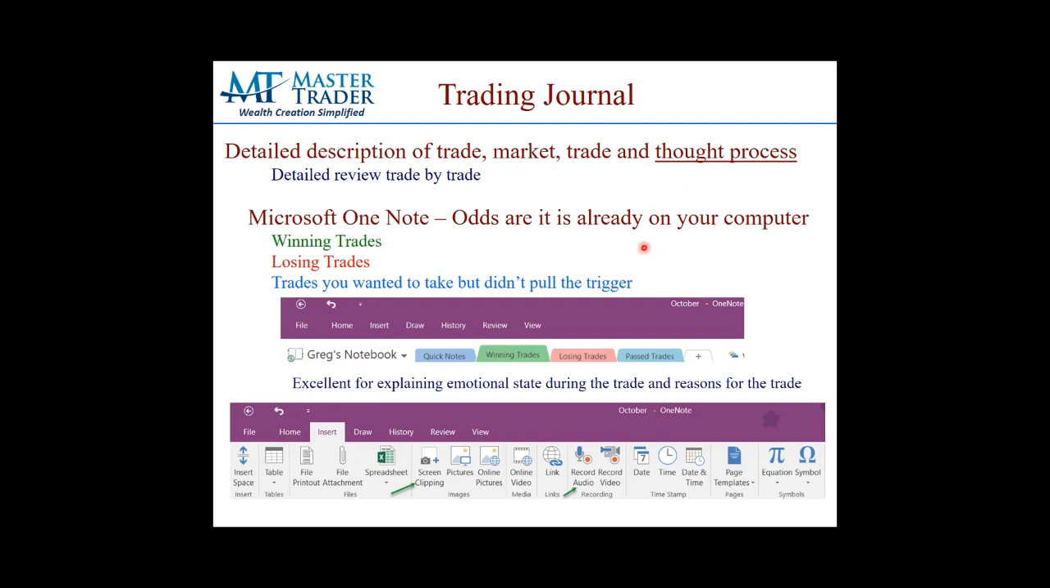Was it a good trade, a bad trade? Say winning trades, losing trades, trades that you wanted to take but didn't pull the trigger for whatever reason. And you set it up like this: winners, losers, passes, anything you want. And you can keep track of that, and it's a great program.